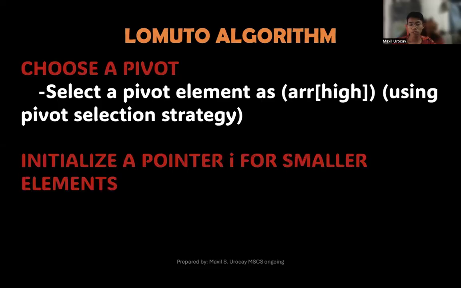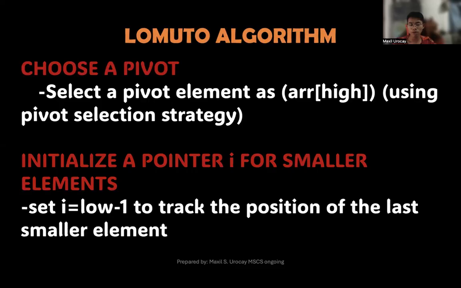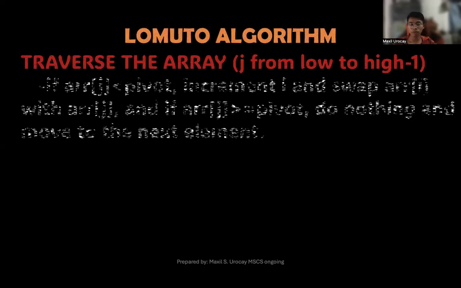Then initialize a pointer I for smaller elements. For this one, you have to set I as low minus 1 to check the position for the last smaller element, because you will begin to increment that one regarding the rule later on. Then you can definitely check that in the video already, for the example.